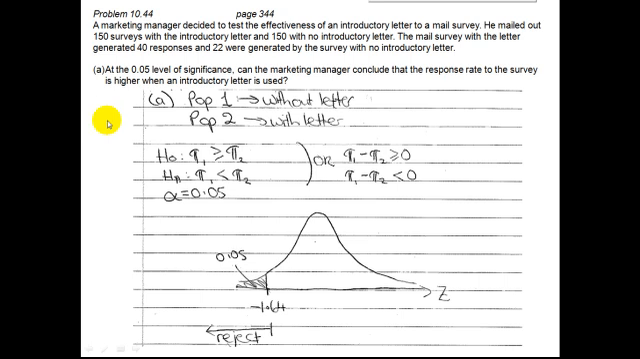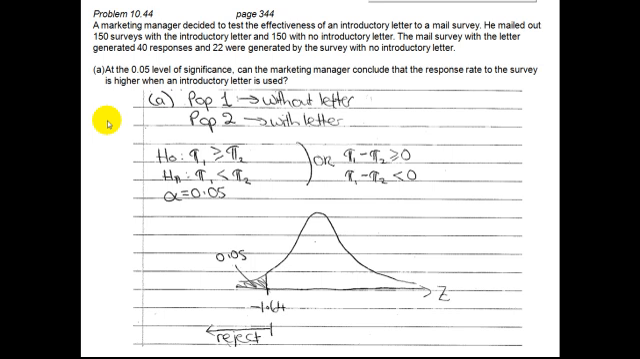Problem 10.44. A marketing manager decided to test the effectiveness of an introductory letter to a mail survey. He mailed out 150 surveys with the introductory letter and 150 with no introductory letter. The mail survey with the letter generated 40 responses and 22 were generated by the survey with no introductory letter.